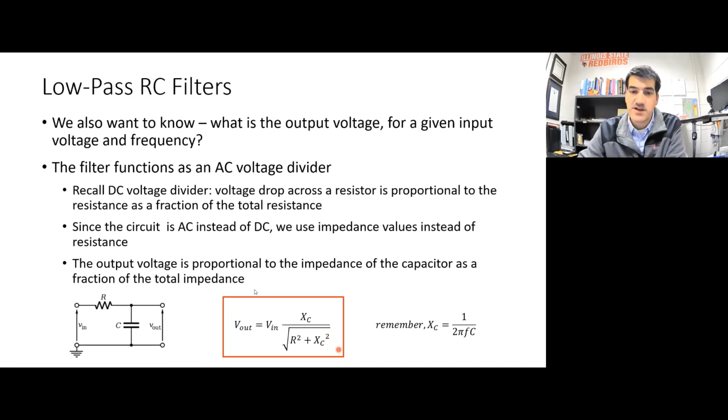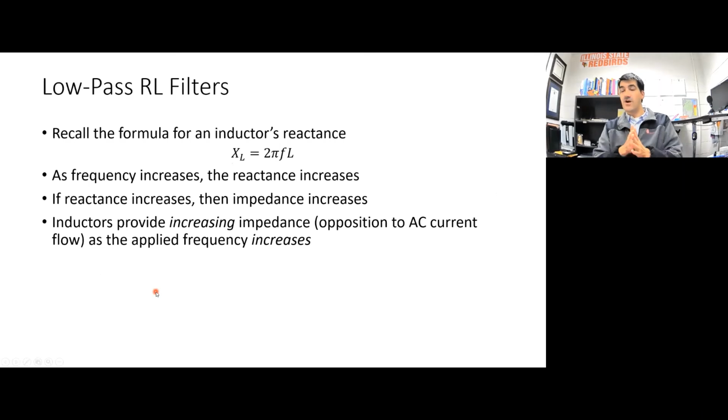All right, so here's your formula for the output voltage at a specified frequency. In order to find the output voltage for an input at, say, 200 hertz, we would plug that 200 hertz frequency in here to find the reactance, and thus the impedance, of the capacitor at 200 hertz. And then we'd plug that into here and into here and solve for the voltage output. All right, so that's it for RC circuits.